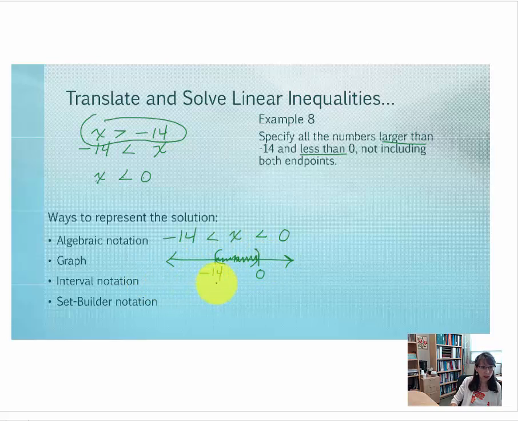So the interval notation will be from -14 to 0, but not including either endpoint. Our set notation for our variable x is the set of x such that -14 is less than x is less than 0.